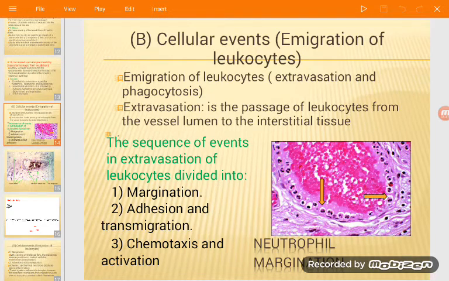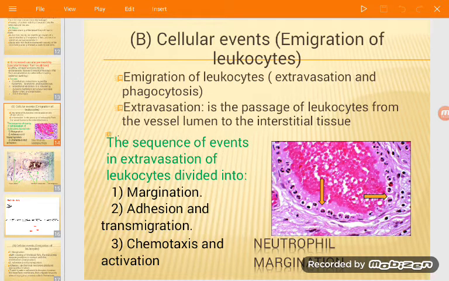After we talked about the vascular changes, which include vasodilatation and then increased vascular permeability, now we will talk about the cellular event, which includes migration of leukocytes outside the blood vessels. The aim of this migration is to go to the site of injury and do phagocytosis of the injurious agent or the bacteria.